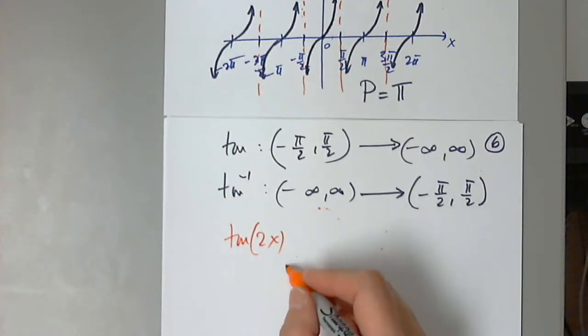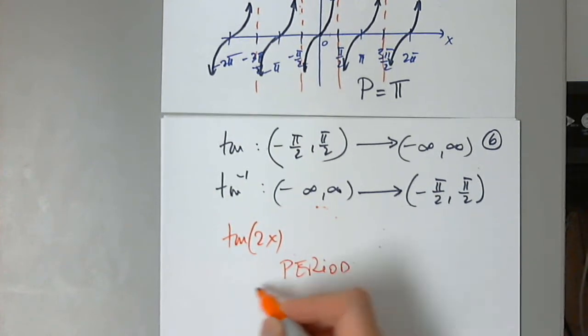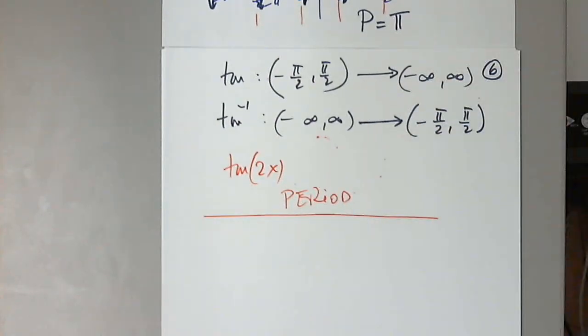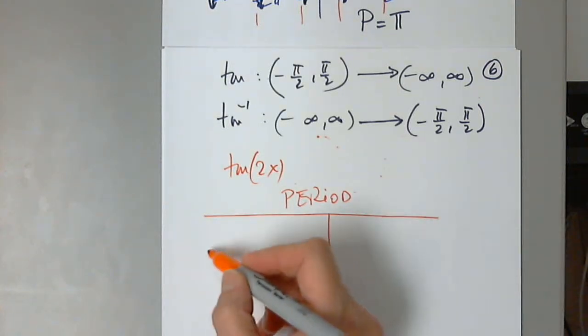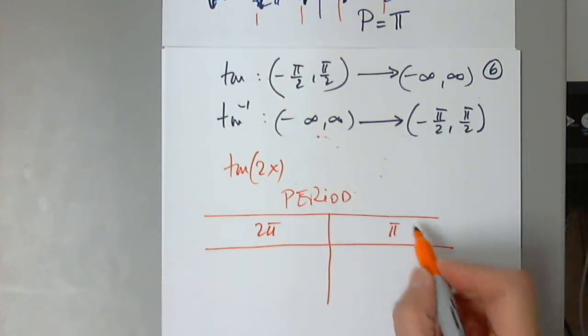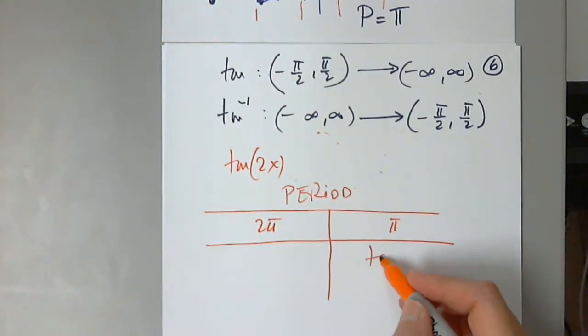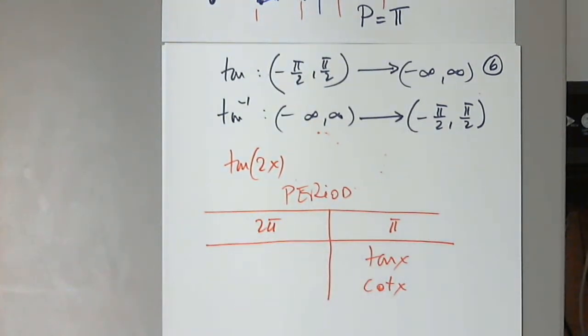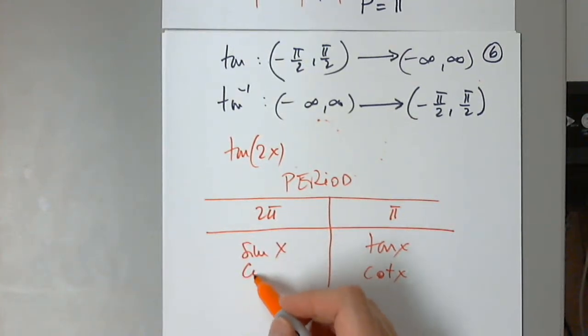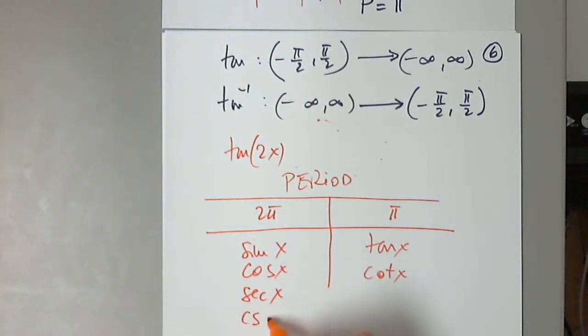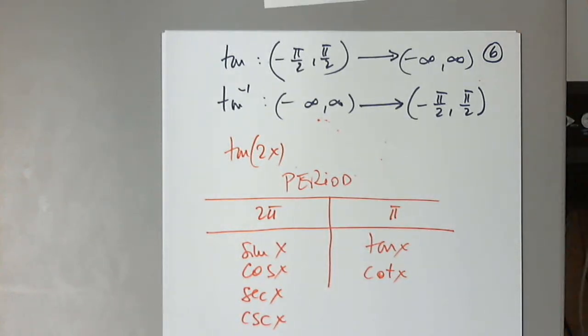So let's talk about the period for all these functions. There are only two options, 2 pi or pi. In the pi column, only tangent and cotangent. Everything else has 2 pi. Sine, cosine, secant, and cosecant. So all functions have period 2 pi except tangent and cotangent. Those have pi. There is no specific formula for this. Just look at the graph.